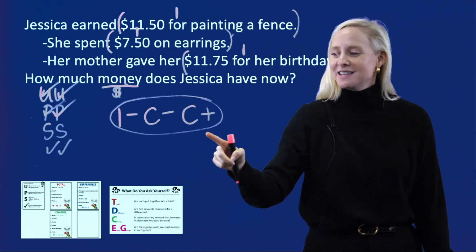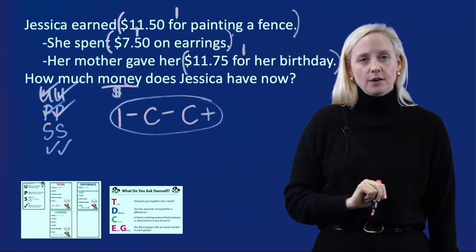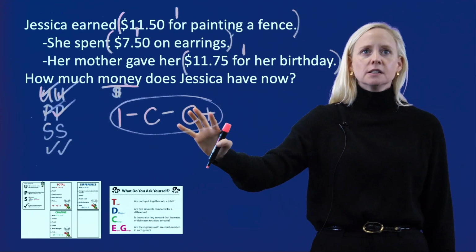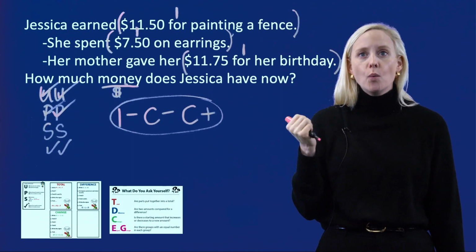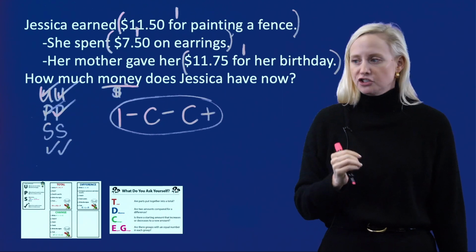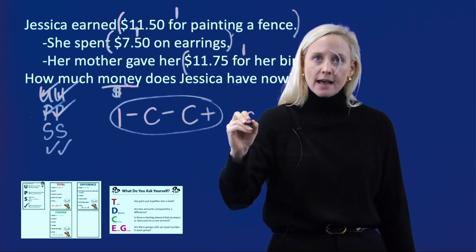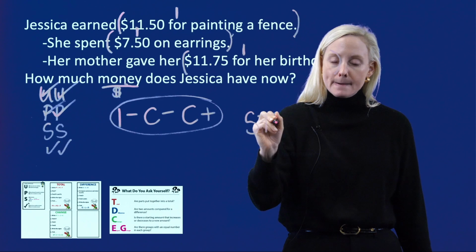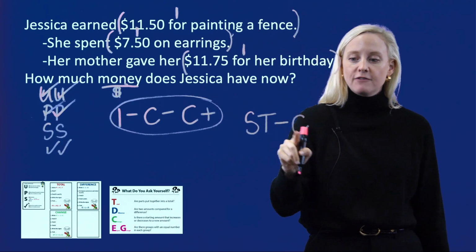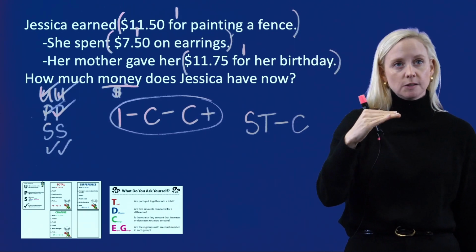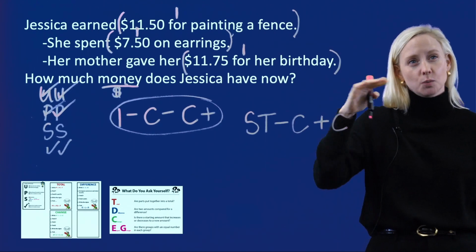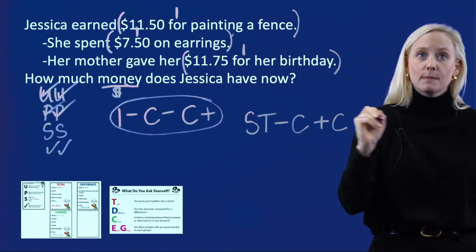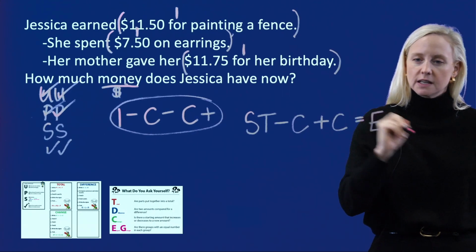But then she increased again when her mother gave her money for her birthday. So this looks kind of confusing. We have multiple C's. That's okay. All we need to do is update our change equation. So I'm going to write ST, which is my start amount, minus C, because my first change was a decrease when she spent money on earrings, plus C, because my second change was an increase when her mother gave her money for her birthday, equals the end amount.